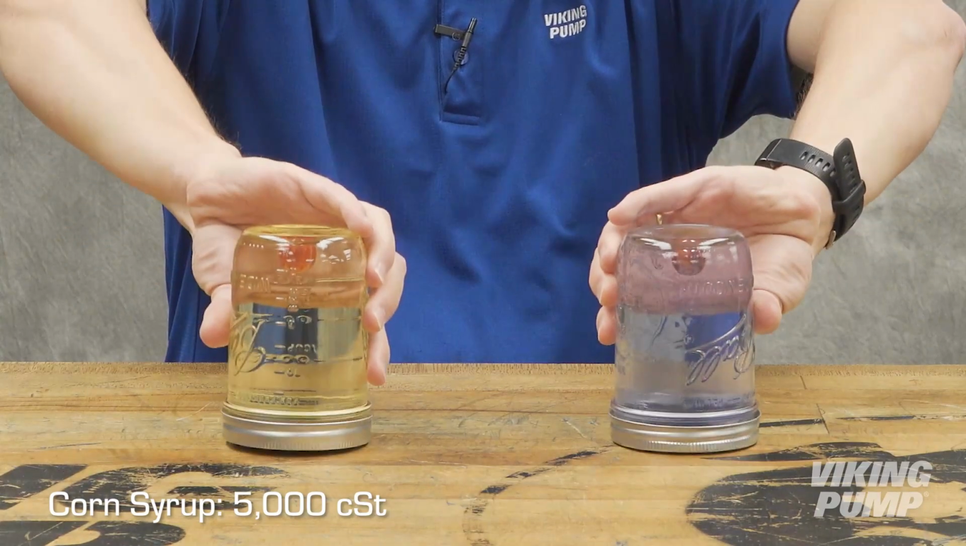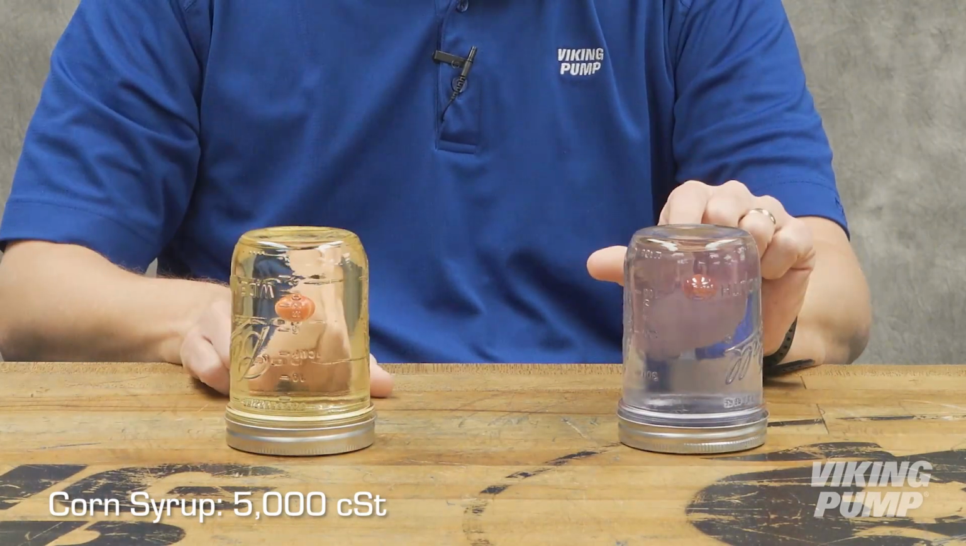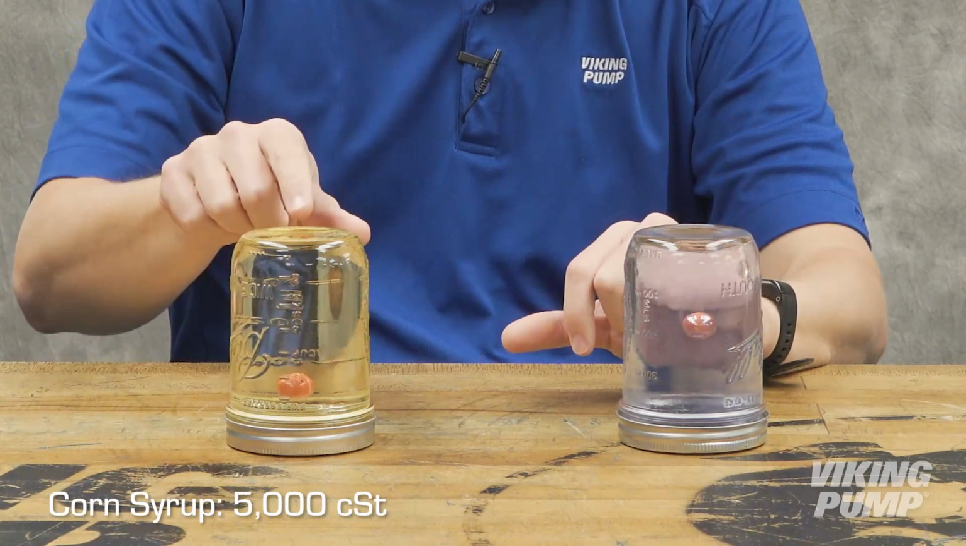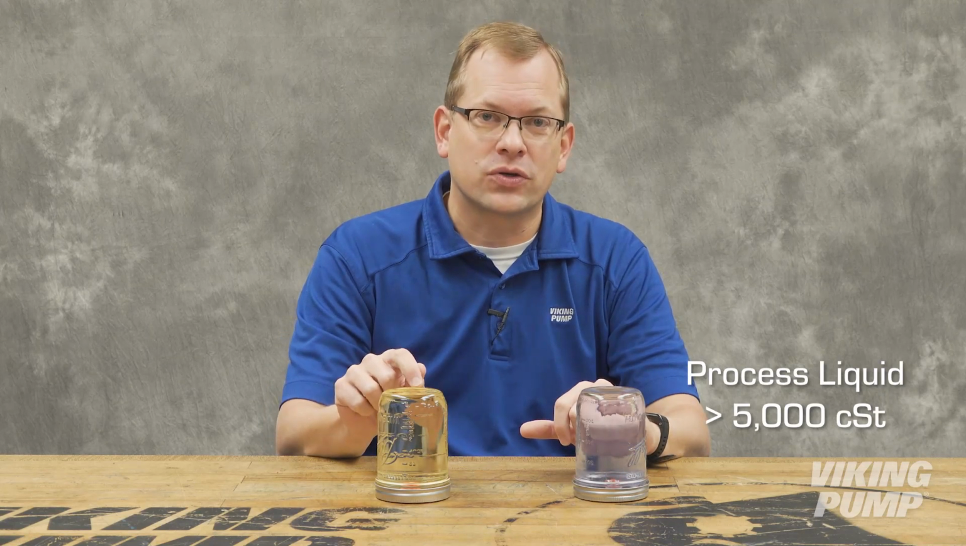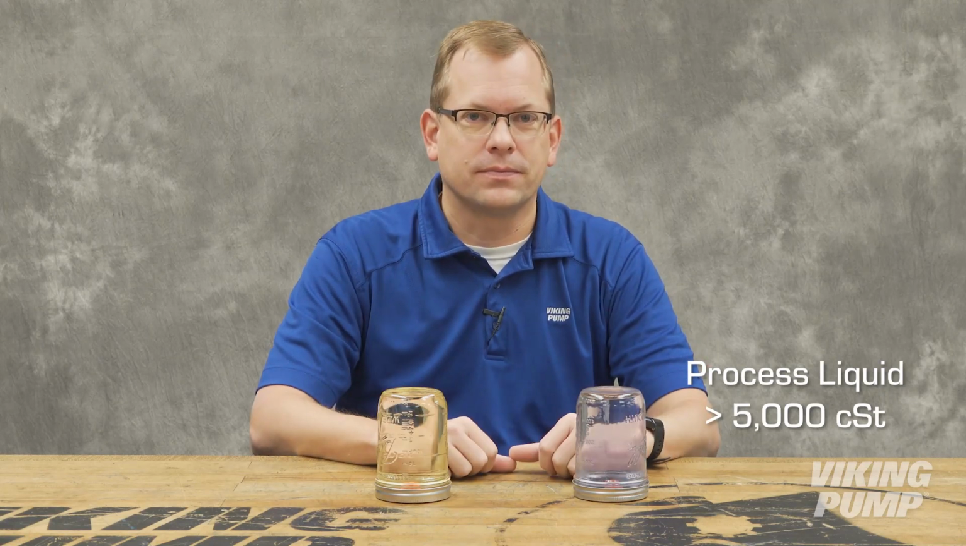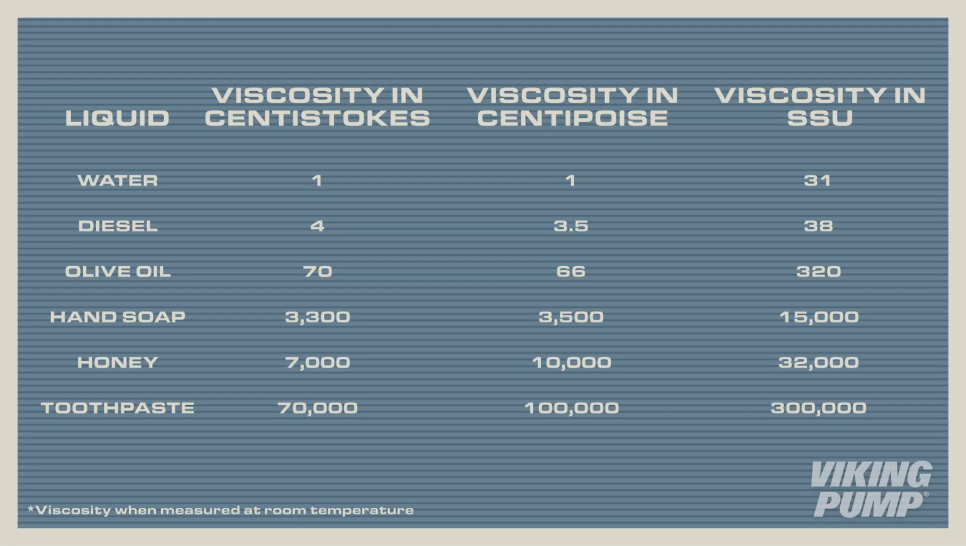So if we flip the jars at the same time, you'll notice that the marble travels a little bit slower in your process liquid than it does in the corn syrup. This means that your process liquid is at a viscosity that is greater than the 5,000 centistokes corn syrup, but very close. Here are a few different liquids and their approximate viscosities. Comparing your liquid to one of these will probably get you close to your process liquid's viscosity.